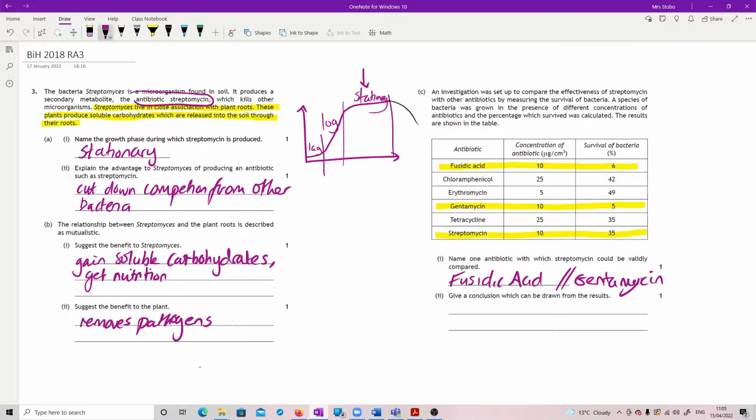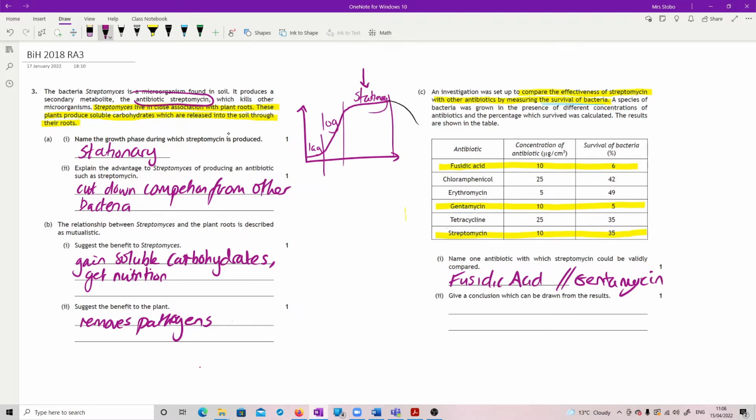Okay, give a conclusion which can be drawn from the results. Now, as soon as you say conclusion, just be really careful that you've looked back up and you've seen what the aim was. The investigation was set up to compare the effectiveness of streptomycin with other antibiotics by measuring survival of bacteria. So the survival of the bacteria is actually your dependent variable. Our aim is to compare the effectiveness. Give a conclusion which can be drawn.